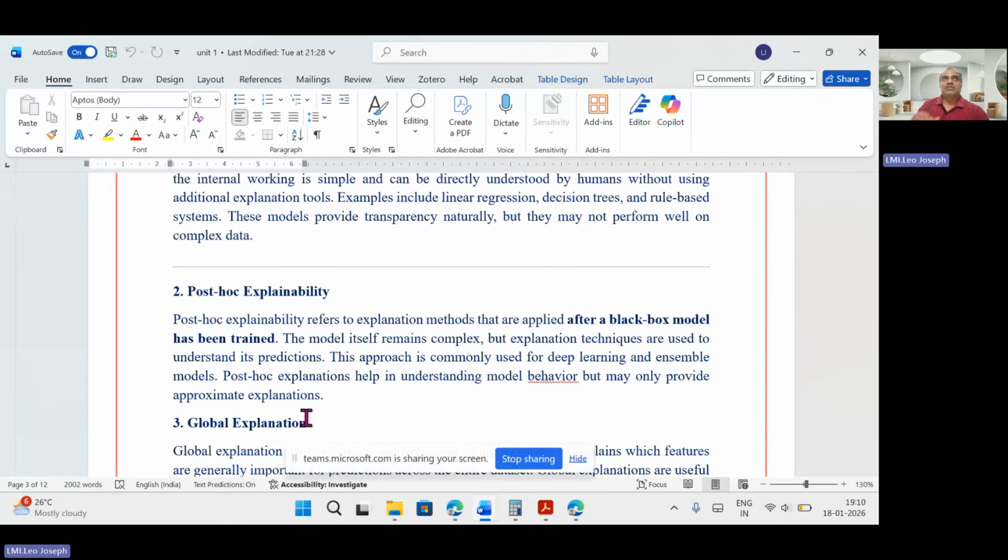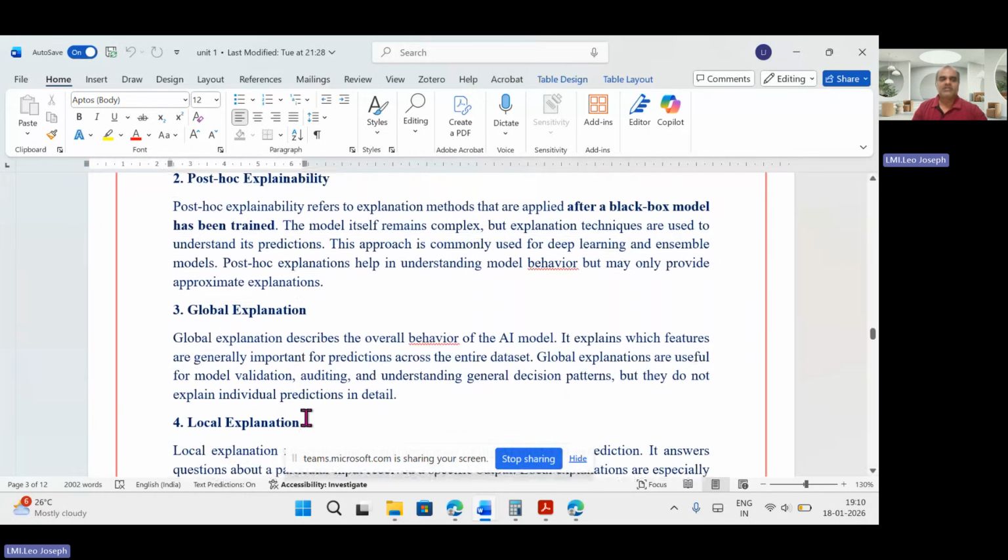So what we are doing is we are training the model, and after that results are coming. Those results we are taking and analyzing. That is simple. That is called as after training. We are post hoc. That is called as post training method. So after training, the results that come, we take into consideration and do the analysis. That is called as post hoc explainability.